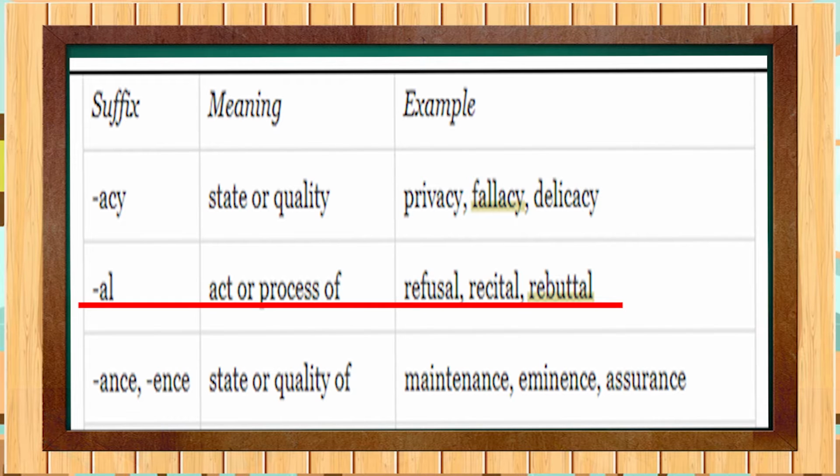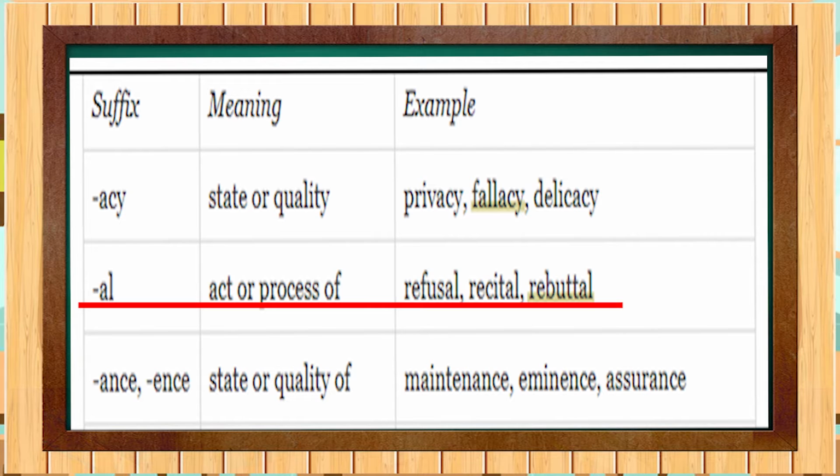Further, there is the suffix al. Al has the meaning act or process of. For example, if we have the verb refuse, it can become a noun by adding the suffix al. However, we must drop the e before adding al. So, refusal is spelled r-e-f-u-s-a-l. Similar examples would be recital or rebuttal.